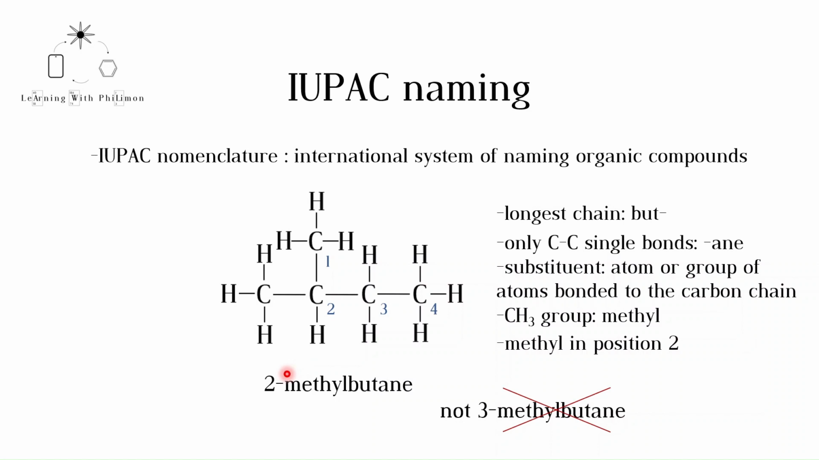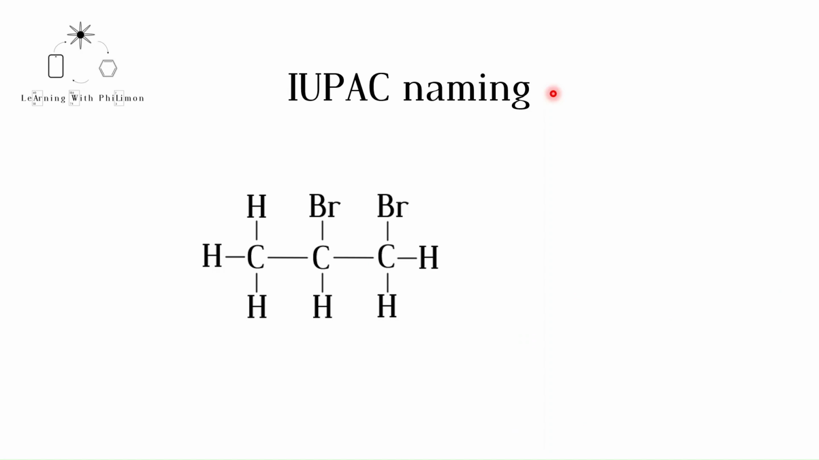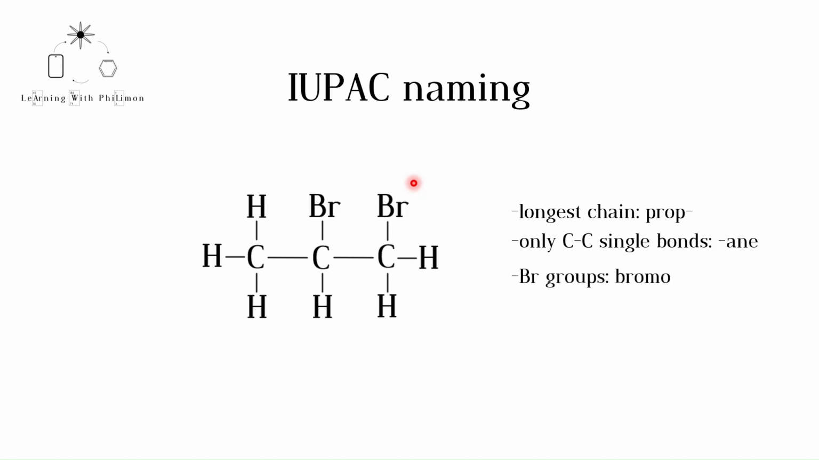Now let's take a look at a halogenoalkane. In this example, the longest carbon chain consists of 3 carbon atoms. As a result, the name must contain the prefix prop-. The suffix is -ane, as the compound is a halogenoalkane. In this case, the substituents are not alkyl groups, but halogen atoms. There are 2 bromine atoms on the compound. When bromine is a substituent, the name changes to bromo.